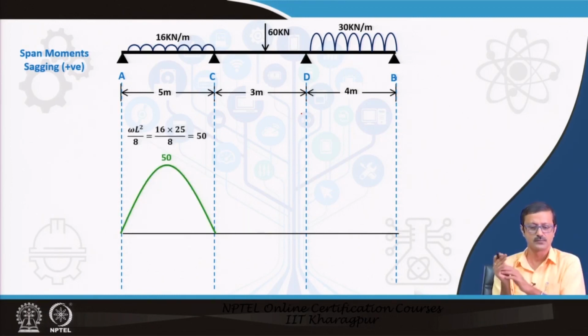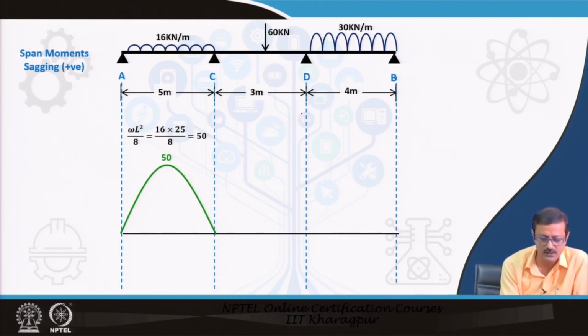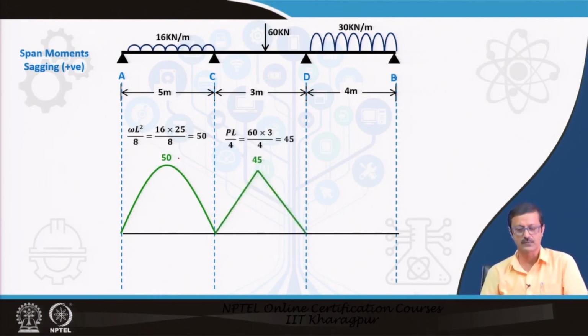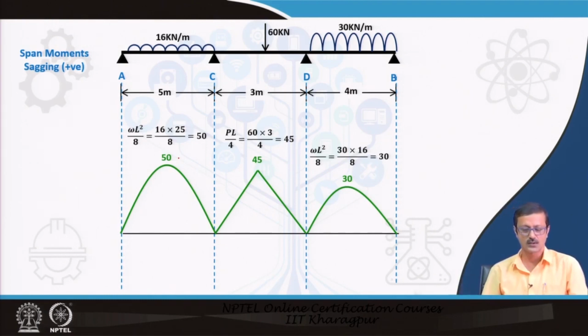So, what will be the simply supported span moment for AC? AC will be WL square by 8 because of the UDL, and that is 50. What will be the span moment for CD? It is a triangular case and it is PL by 4, so it is 45. And for DB it will again be WL square by 8, but the values change: L is 4 meters and W is 30, so that will be 30. Those I have drawn in green because they are positive, and earlier 40 and 20 were drawn in red because they are negative moments.